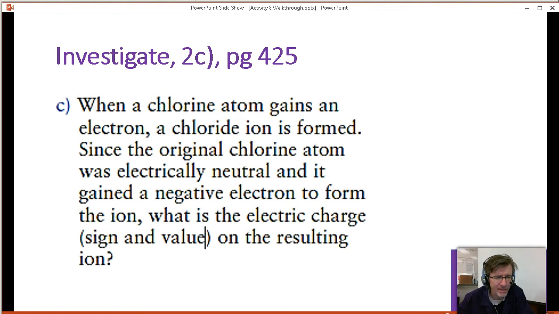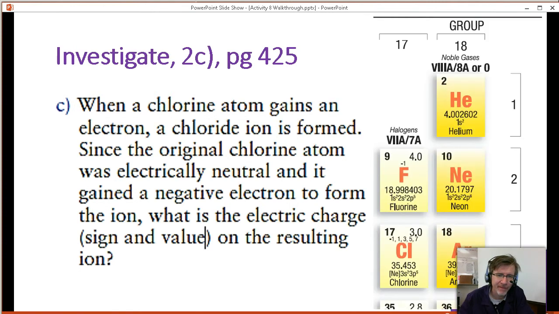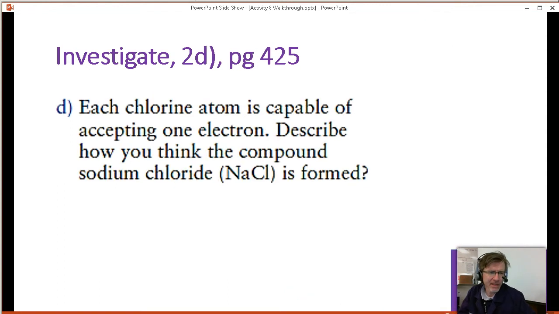That's neutral. And it gained a negative electron to form the ion. Okay, what is the electric charge? What's the sign and how much is on this chloride ion? You ready? You got it? There it is. 1 minus, -1. Okay, nice job. That's investigate 2C. Each chlorine atom is capable of accepting 1 electron. Describe how you think the compound sodium chloride, NaCl, is formed.